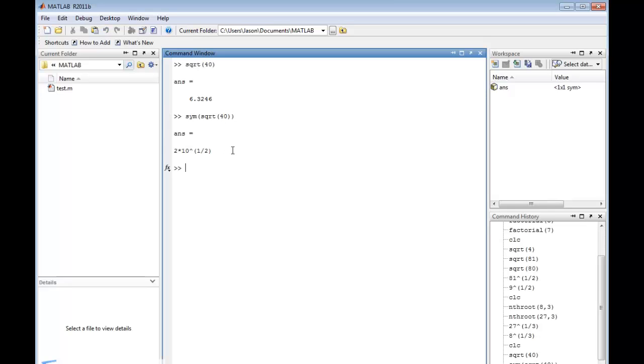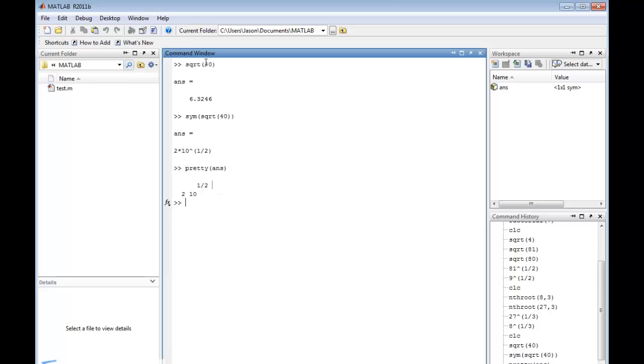When you do that, the symbolic math toolbox kicks in because we used the sym operator, and the answer we get is not a decimal. We get something more perfect than that: 2 times 10 to the 1/2. If it's hard to read, you can type pretty answer, and you'll see 2 times 10 to the 1/2. Anything to the 1/2 is just a square root, so really what we have is 2 times the square root of 10.